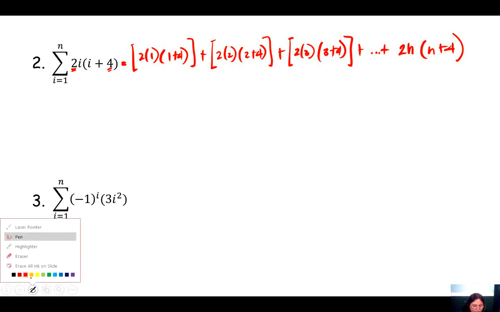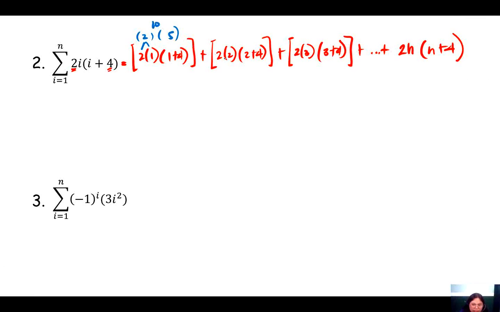Okay, let's simplify. 2 times 1 is 2, 1 plus 4 is 5, so 2 times 5 is 10. 2 times 2 is 4, 2 plus 4 is 6, 4 times 6 is 24. Next, 2 times 3 is 6, 3 plus 4 is 7, 7 times 6 is 42.